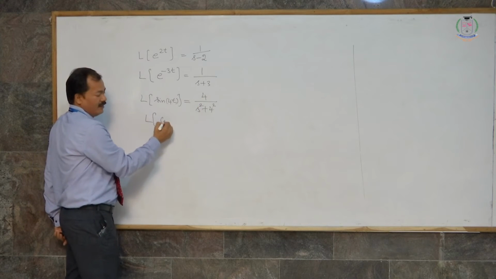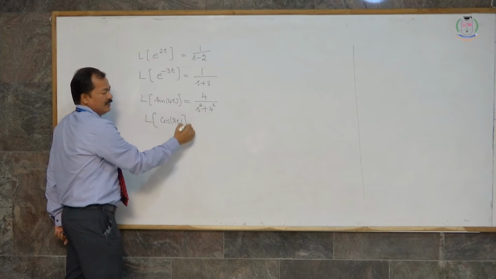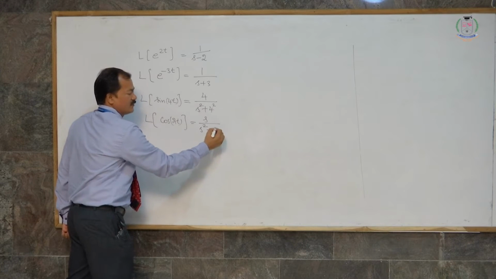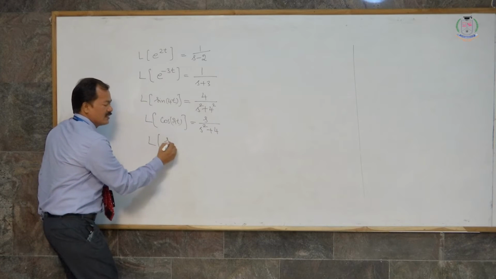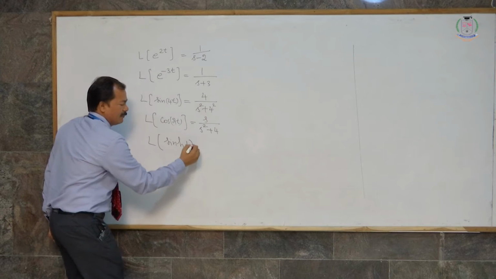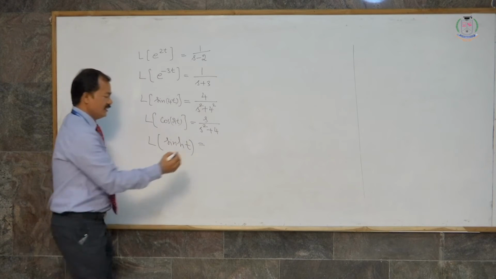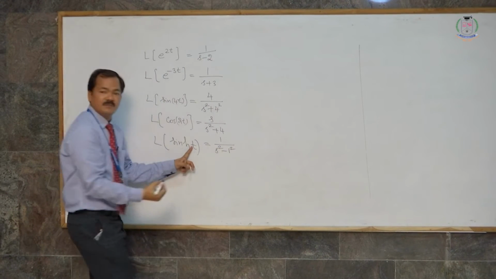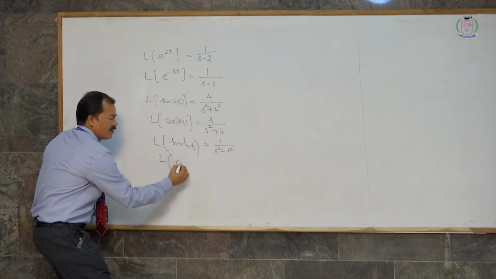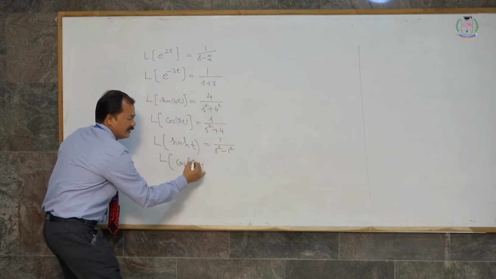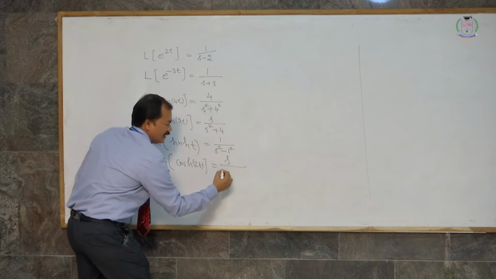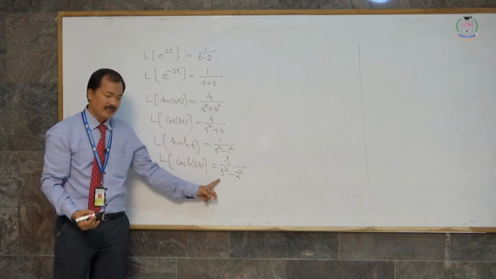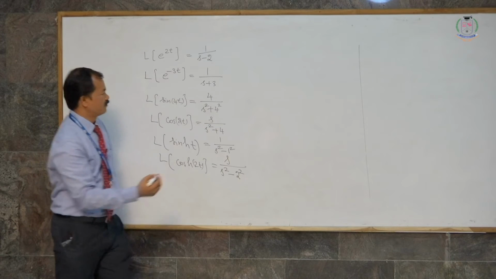Laplace transform of cos 2t is equivalent to s upon s square plus 2 square, it is 4. Laplace transform of sinh t is equivalent to, a is 1 here, 1 upon s square minus a square. Laplace transform of cosh 2t is equivalent to s upon s square minus a square. A is 2 here, therefore, s upon s square minus 2 square.